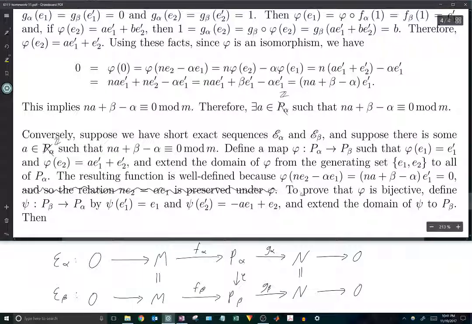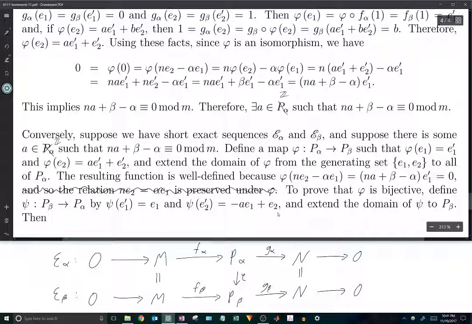Alright, so there's that. To prove that phi is bijective, let's define an inverse function. So we'll define psi from P beta to P alpha by psi of E1 prime is E1 and psi of E2 prime is minus aE1 plus E2.